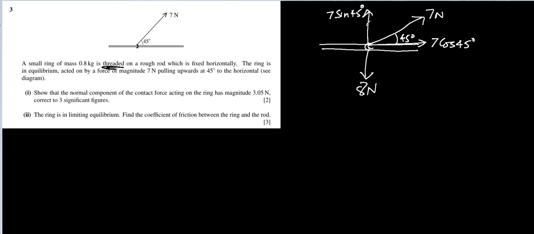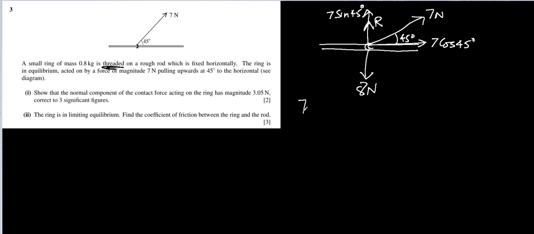Okay, and additionally there will be a force upwards which will be the normal contact force of the ring on this rod. Okay, so what is the first part of the question? Show that the normal component of the contact force is 3.05 newtons. So we'll get that by equating both up and down forces, and they have said that it is in equilibrium. They have mentioned it so many times, so let's do it.